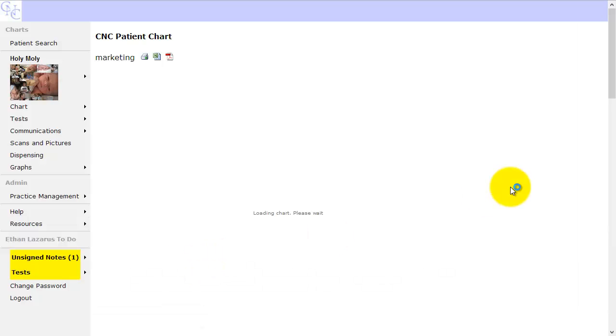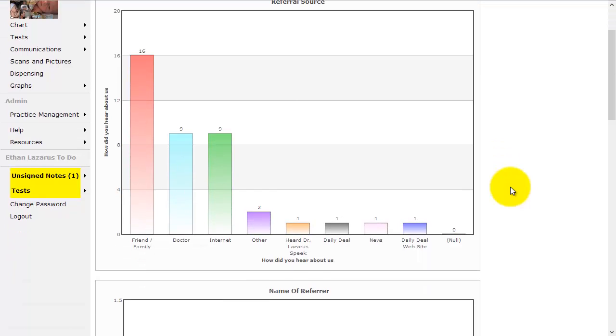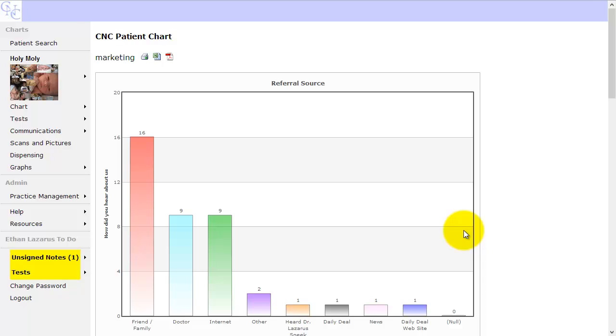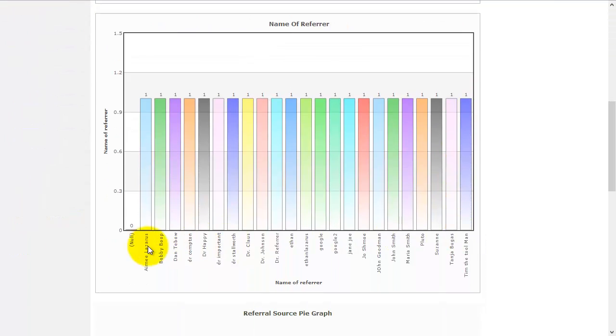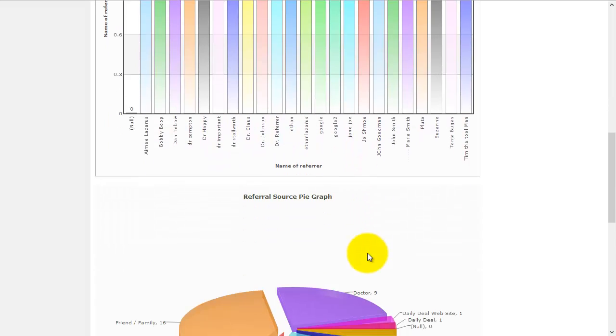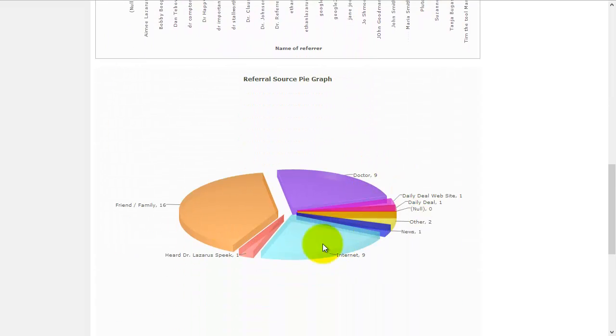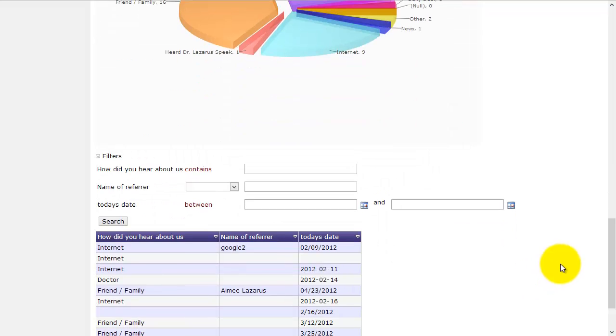Marketing is another of my favorite graphs, just to look at your patient demographics. This shows how did patients hear about us. So are your patients coming because of word of mouth, or from a daily deal, or from their doctor, from a family member, or did they find us on the internet? And so this can help you track the effectiveness of your marketing. This shows who actually referred them, so you could see if there's a particular doctor referral source that's really big. Pie graph of that same information.